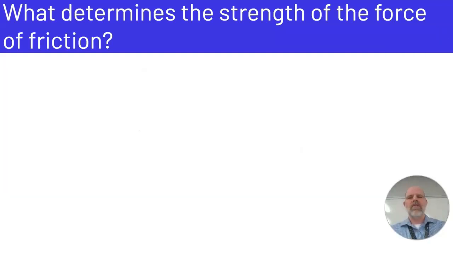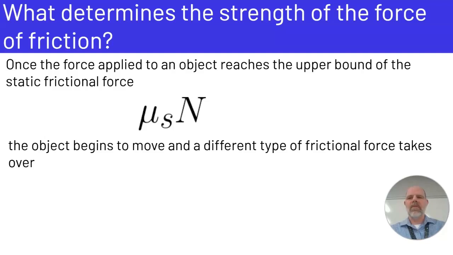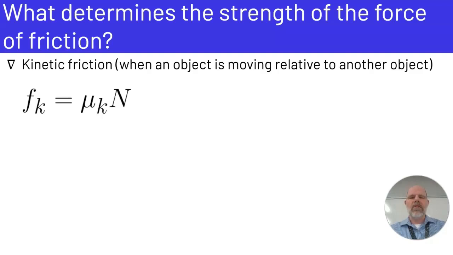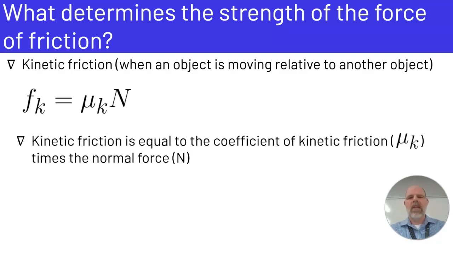Continuing our discussion of what determines the strength of the force of friction. Once the force applied to an object reaches the upper bound of the static frictional force, mu sub s times N, the object begins to move and a different type of frictional force takes over. That other frictional force is kinetic friction, when an object is moving relative to another object. F sub k, the kinetic frictional force, is equal to mu sub k times N. So kinetic friction is equal to the coefficient of kinetic friction, mu sub k, times the normal force.